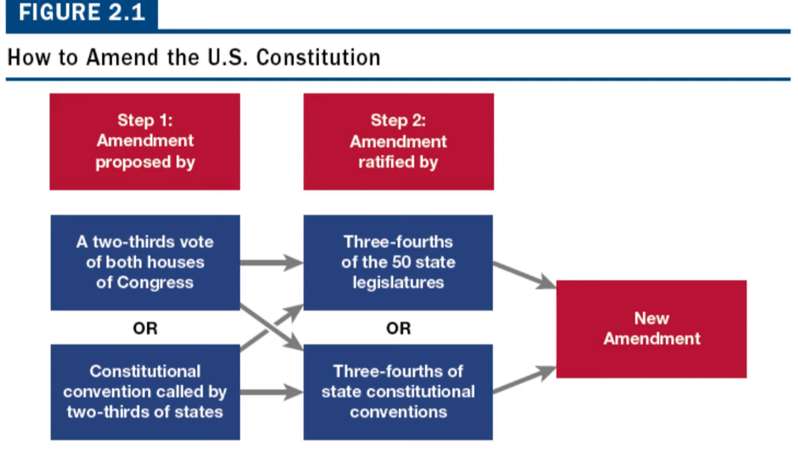They can do that through the state legislatures or through conventions. 26 out of the 27 amendments have been done through state legislatures. Only the 21st Amendment, which was the repeal of prohibition, used state conventions.